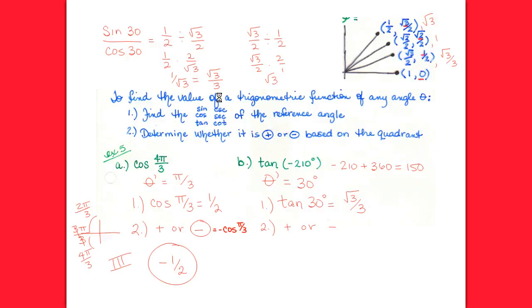Step number 2, I need to figure out if it's positive or negative, and that depends on the quadrant that it's in. So where is 150? What quadrant? Second. So if I'm in the second quadrant, all students, only sine is positive there. So that means that tangent is negative. So I'm going to get a negative square root of 3 over 3.